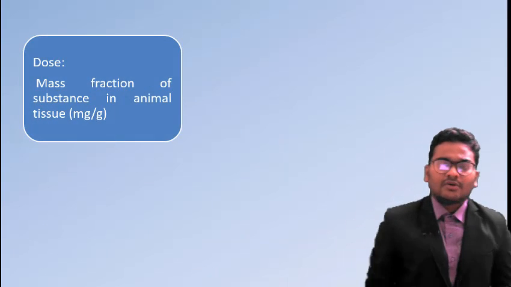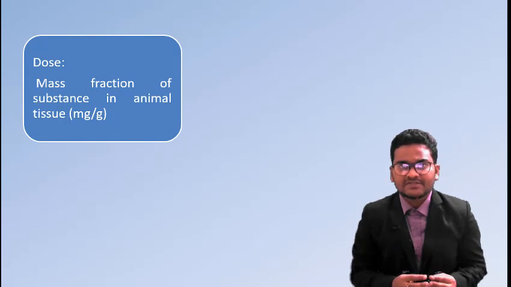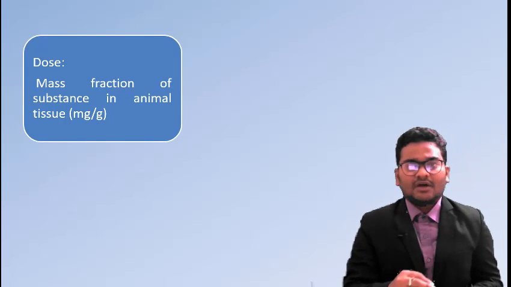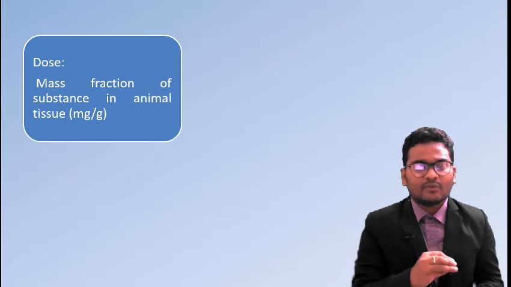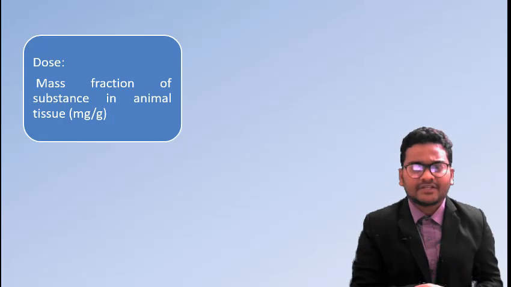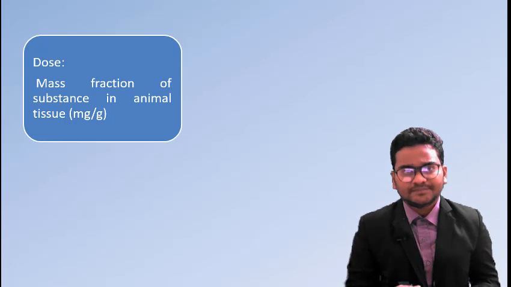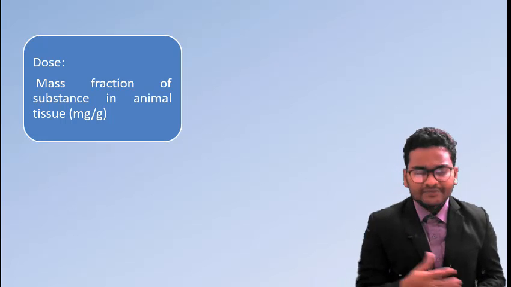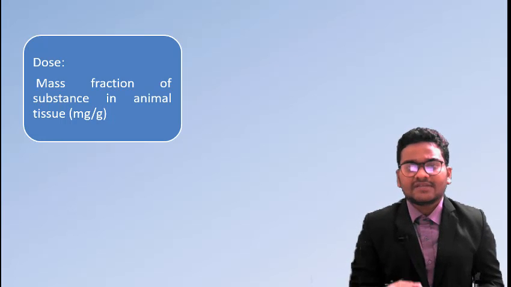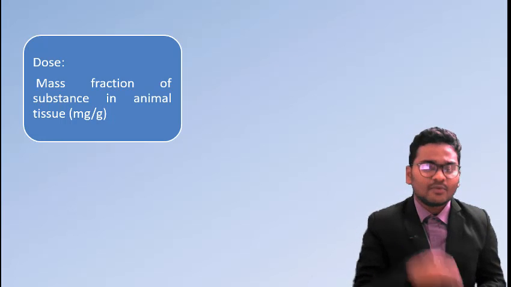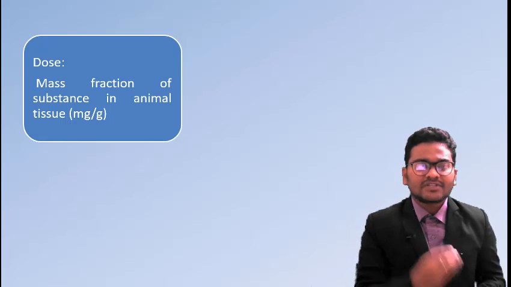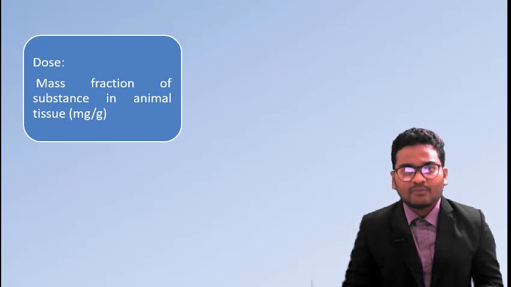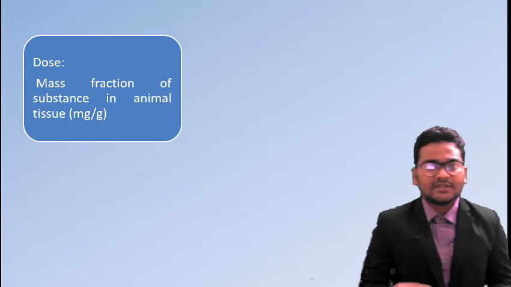So what is a dose? The dose means the mass fraction of the substance which is present in the living organism. That is the toxic material which is already present in the organism because of inhalation, digestion, injection, or any other process. The organism is affected by the material, and the material is already in its body. This we call a dose. We calculate it in mg per gram: how many milligrams of the substance are present per gram of the animal's body.